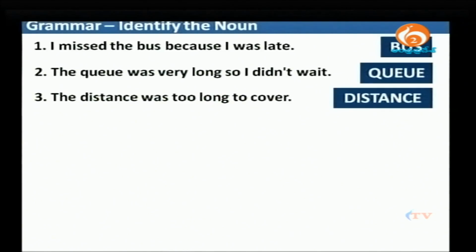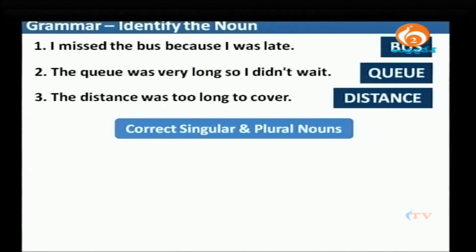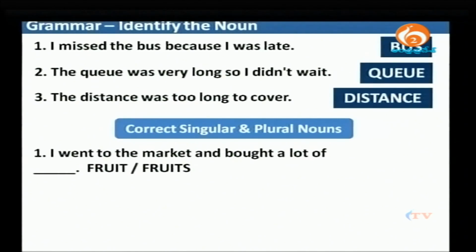That is distance. Very simple. Now, singular and plural nouns. For example, I went to the market and bought a lot of fruits or fruit. It is fruits because it's plural form.